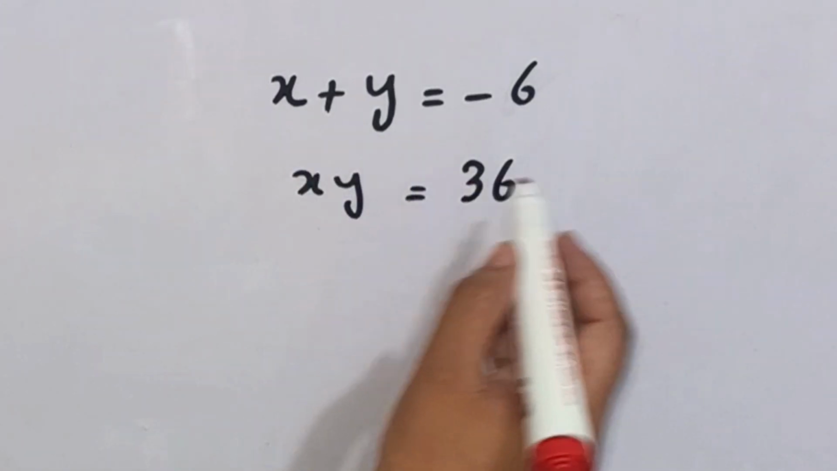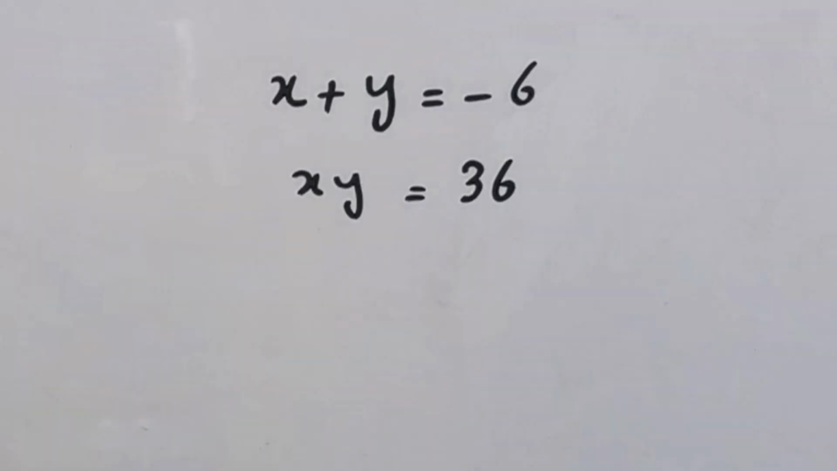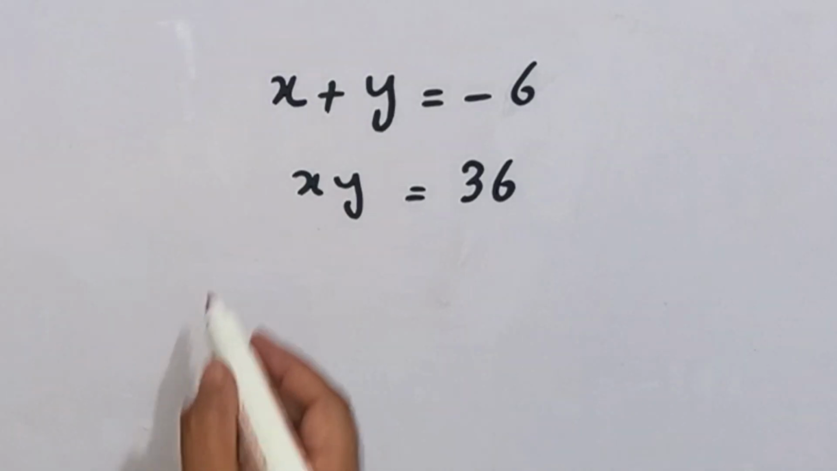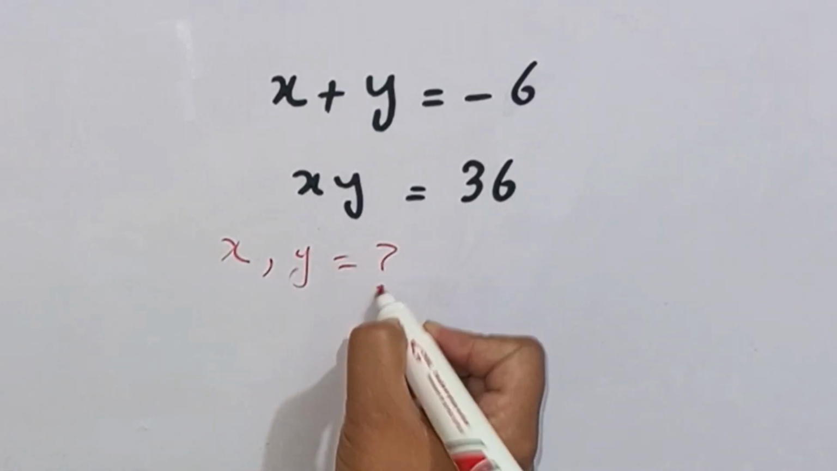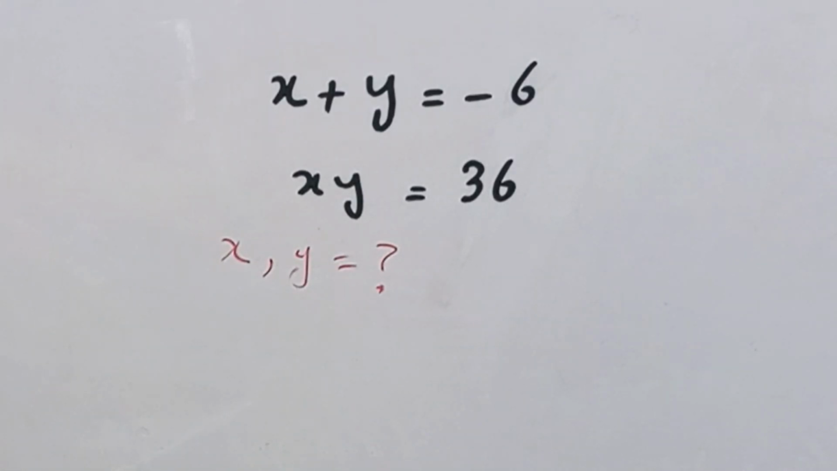In this video we are going to solve this question. We have x plus y equal to negative 6, and the product of x and y is equal to 36. We need to find the values of x and y. So let's start.